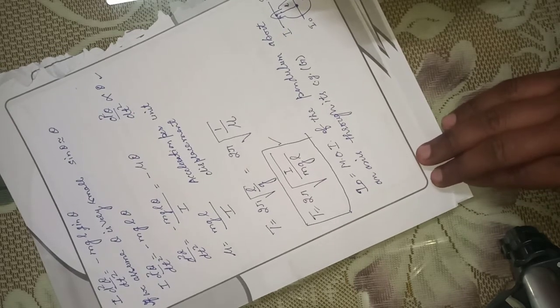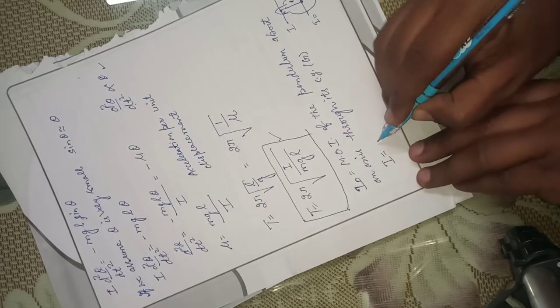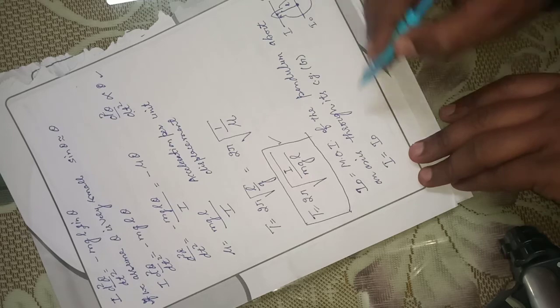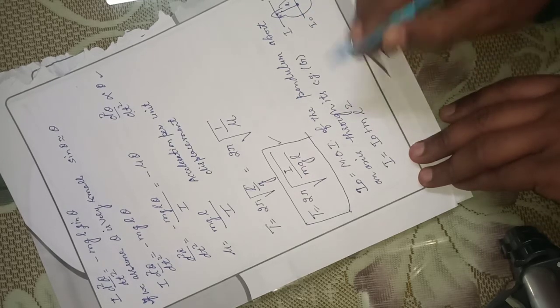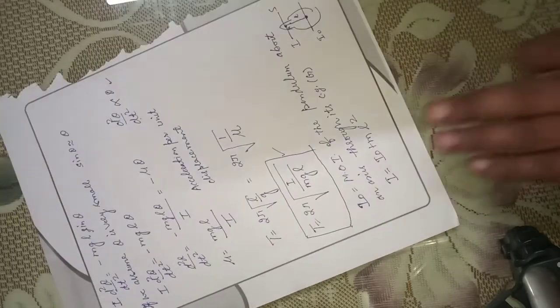So we have from the theorem of parallel axis, I becomes equal to the moment of inertia about a parallel axis passing through the center of gravity plus mass times the square of the distance between them, that is m l square. Okay, so I is equal to I naught plus m l square.